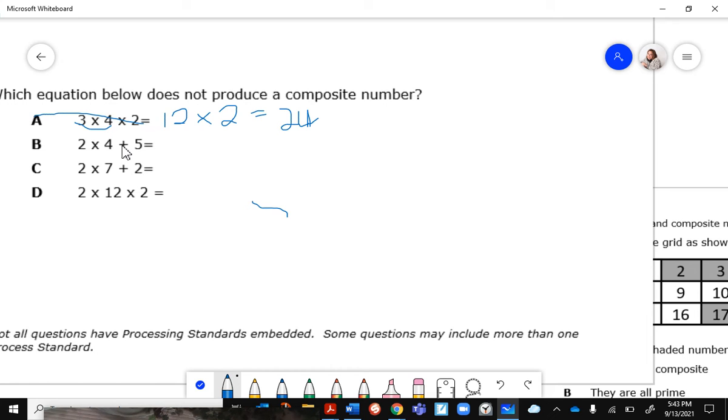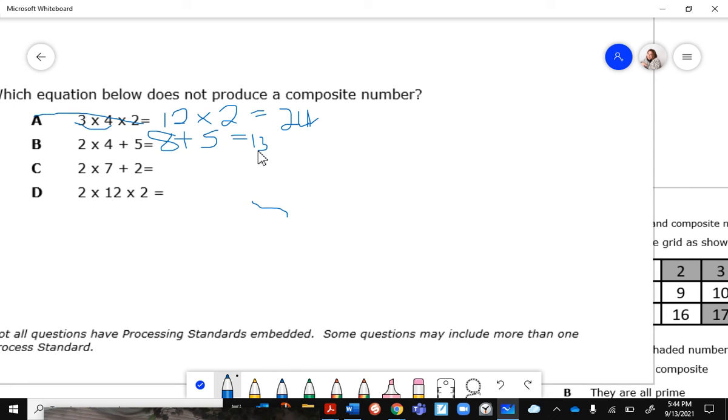Let's look at B. I'm going to start off with 2 times 4. That is 8. Got to multiply first in order of operations, which we're going to be covering this week. Then I'm going to add my 5. So 8 plus 5 equals 13. Ooh, strong possibility, because I only have 1 and 13.